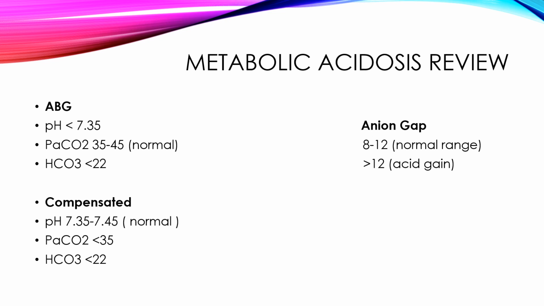And remember, we're going to look at our anion gap to tell whether or not it was a bicarb loss that originally happened, or if it was that acid gain. So if it's a bicarb loss, it's still going to be between 8 and 12, that anion gap. If it was an acid gain, then we're going to see an increase above 12 in our anion gap, and that's going to indicate that we need to treat it and try to get rid of that excess acid.